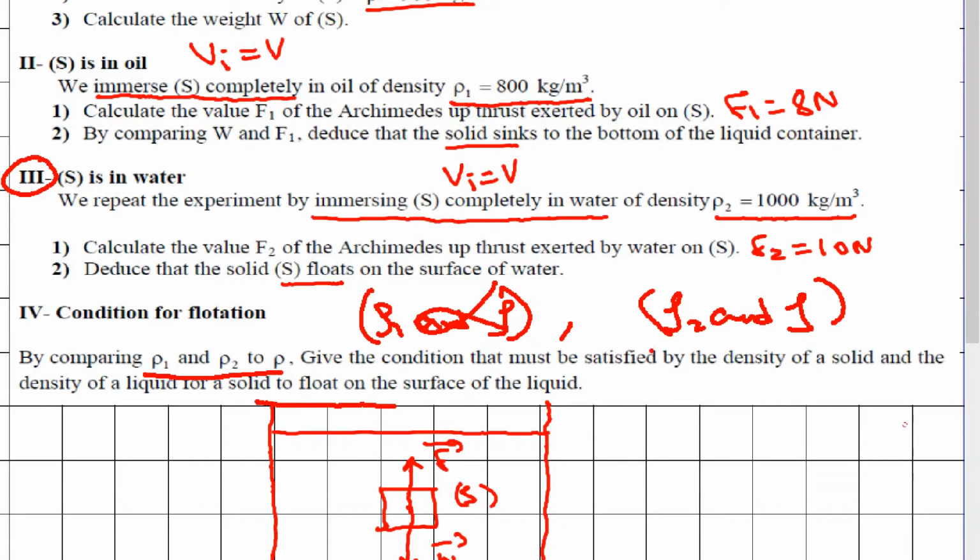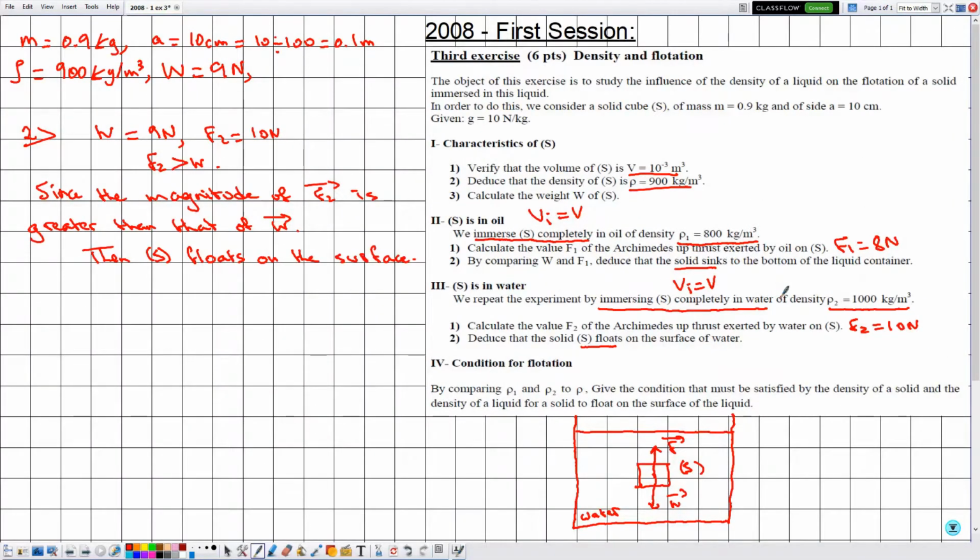However, we will compare ρ2 and ρ, because in the case of the flotation, the density is given by ρ2, which corresponds to that of water. So let's do the comparison between ρ2 and ρ only. Knowing that the value of ρ of the solid is given by 900 kilogram per meter cube, and ρ2 is given by, in this case, 1000. Then the value of ρ is less than that of ρ2. This is the comparison.